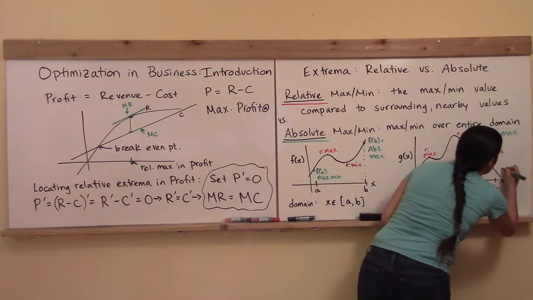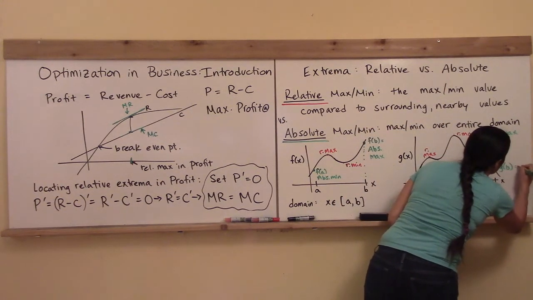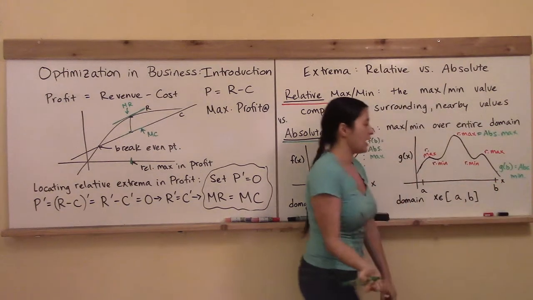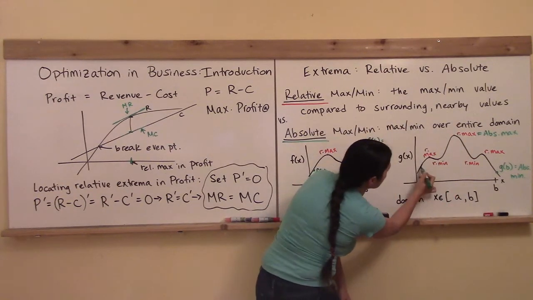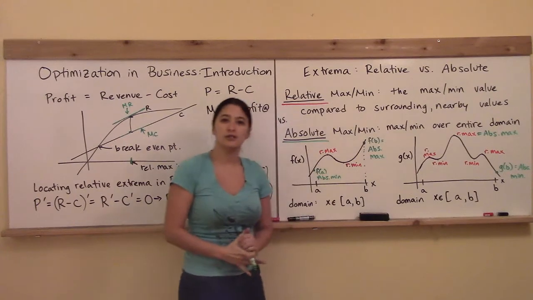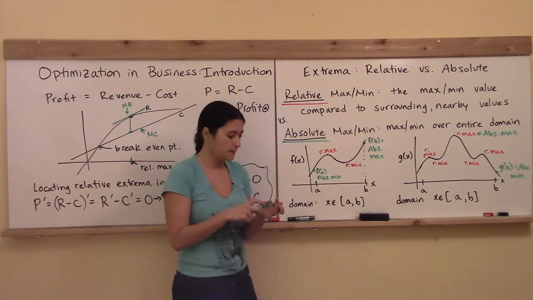So it looks like this endpoint right here, g of b, because it's the lowest thing that I found all around, is going to be the absolute min. That is the lowest value. You see it's a little bit lower than the g of a right there. The lowest or the highest thing over the entire domain.